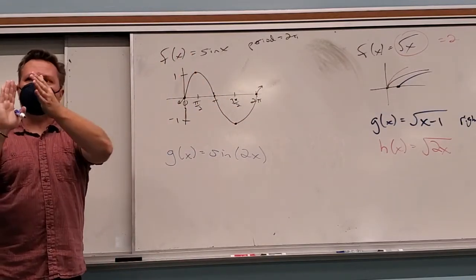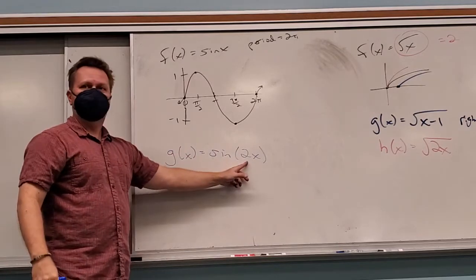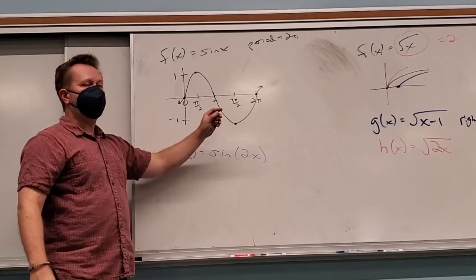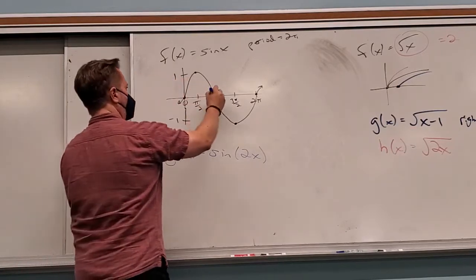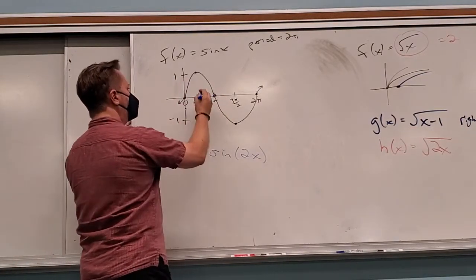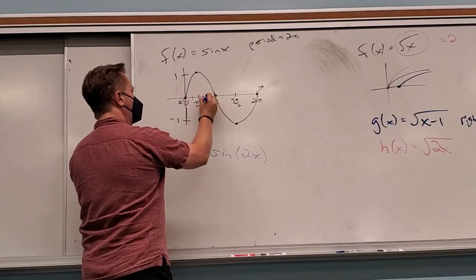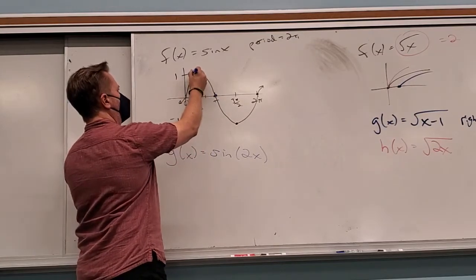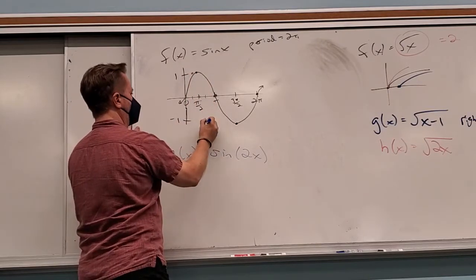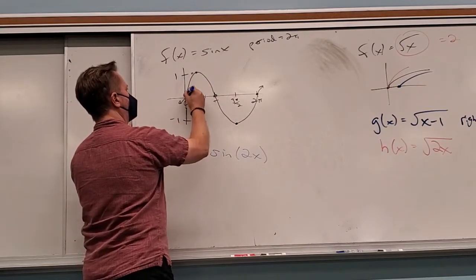Now it's going to smoosh it by what factor? A factor of 2. So where will it complete its cycle now? Pi. So now I can cut this up into 4 pieces. So now it's going to be 0, 1, 0, -1, 0.